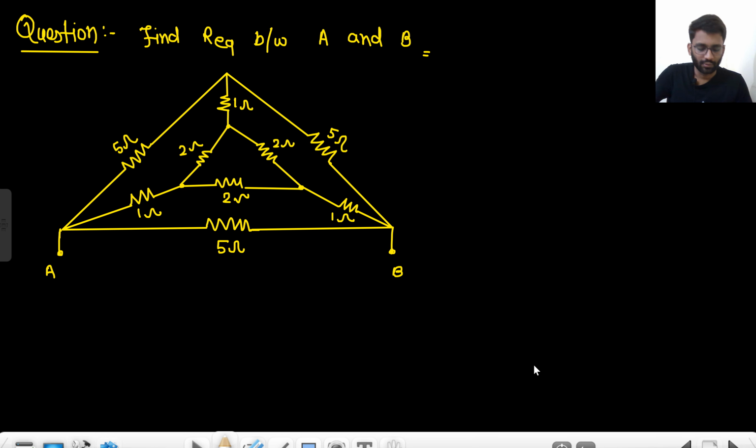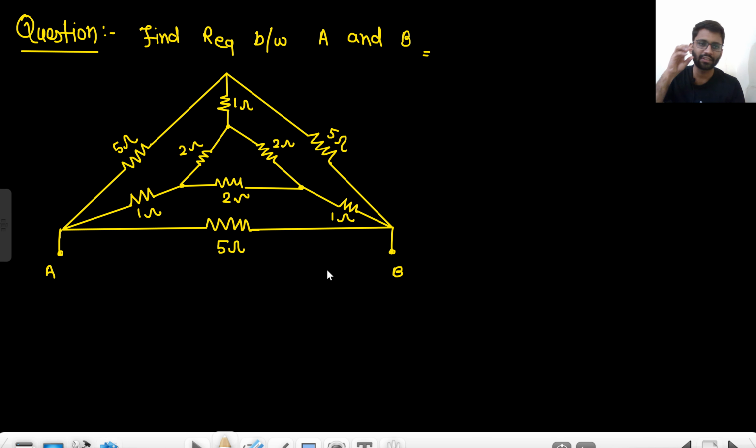Hello everyone. So till now we have seen the series and parallel connection and also star to delta conversion and delta to star conversion. Okay. So now it's time to solve some problems based on that. In this video we will be solving a lot of problems. So you need to find the equivalent resistance R between A and B.